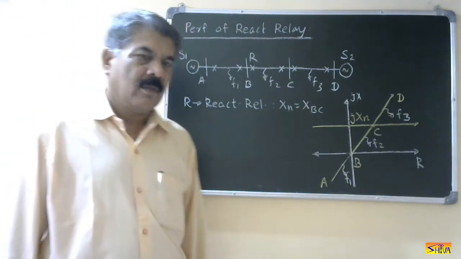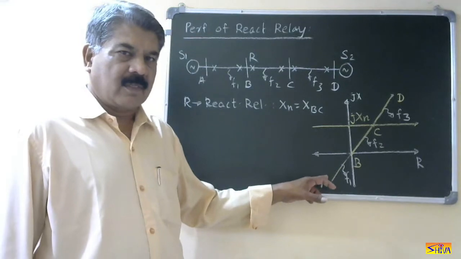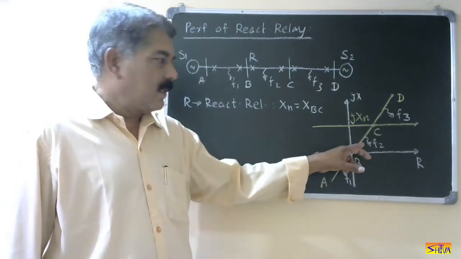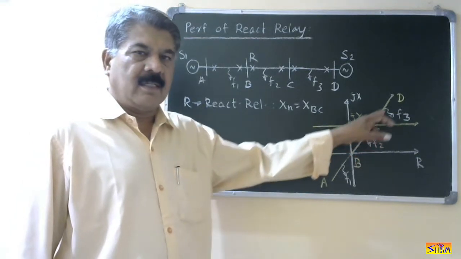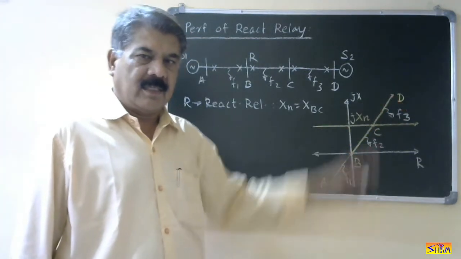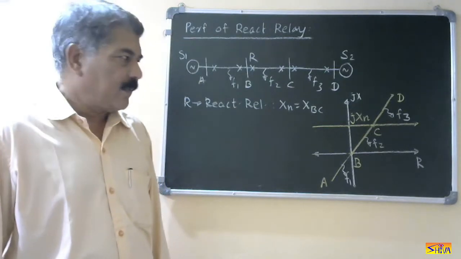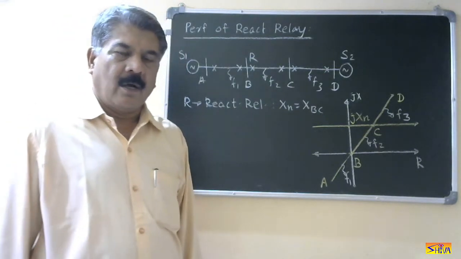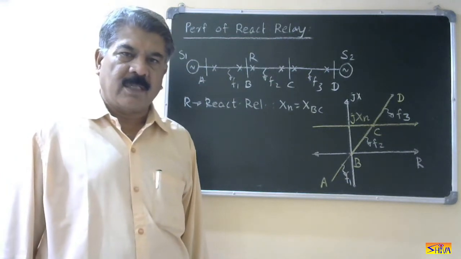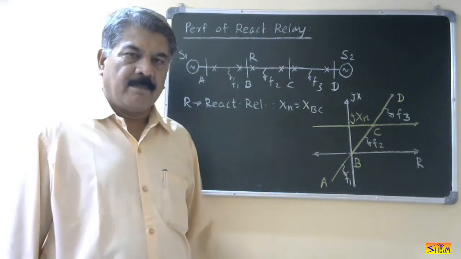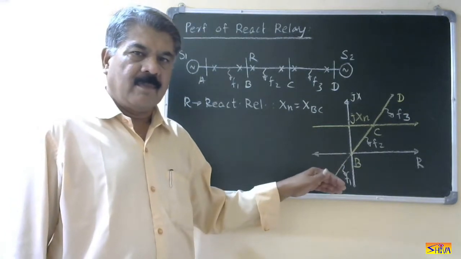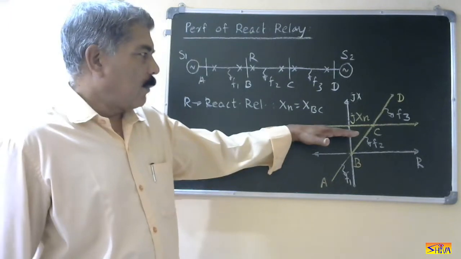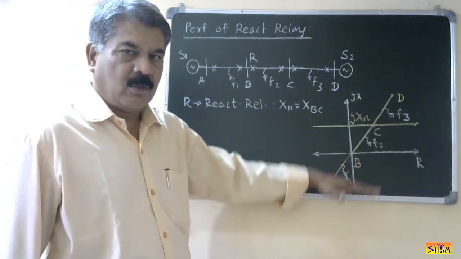After that, we locate the faults. Fault F1 is in line AB, fault F2 is in line BC, and fault F3 is in line CD. Now, as per the definition or the operating region of the reactance relay, all the impedance vectors whose tip lie below this line will come in the operating region of the relay. So the operating region of this reactance relay is below this line.